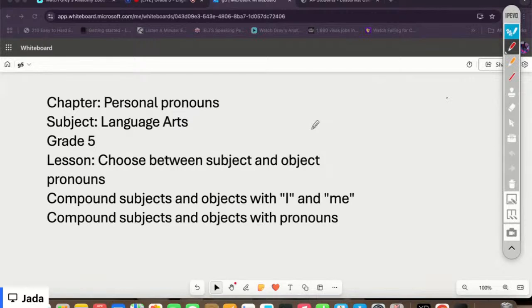Alright, so today our chapter will be personal pronouns. And first, you have to log in using aplustudent.com. Click on your name, move on to language, add the grade 5. The chapter is personal pronouns. The lesson will be choosing between subject and object pronouns, compound subject and object with I and me, and compound subject and object with pronouns.